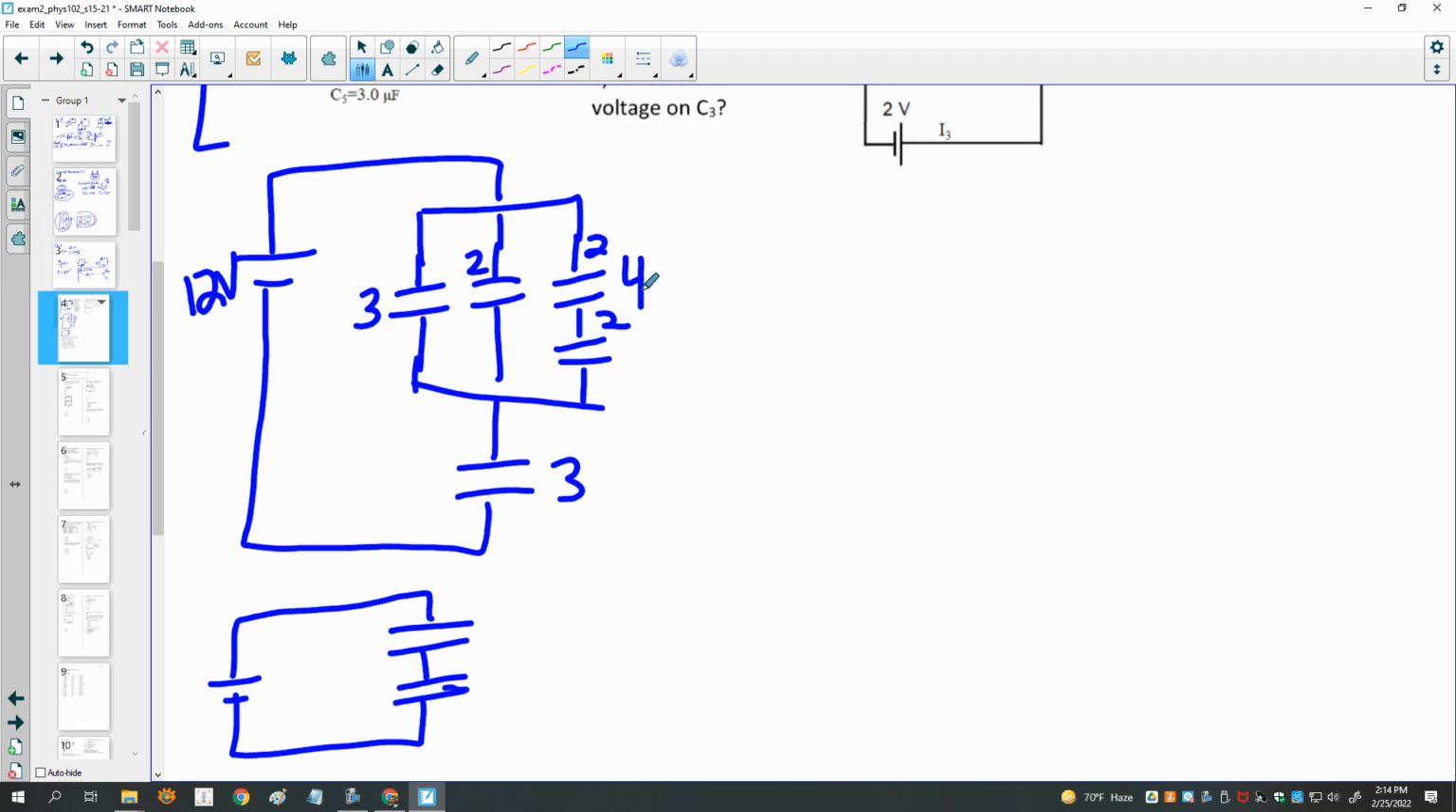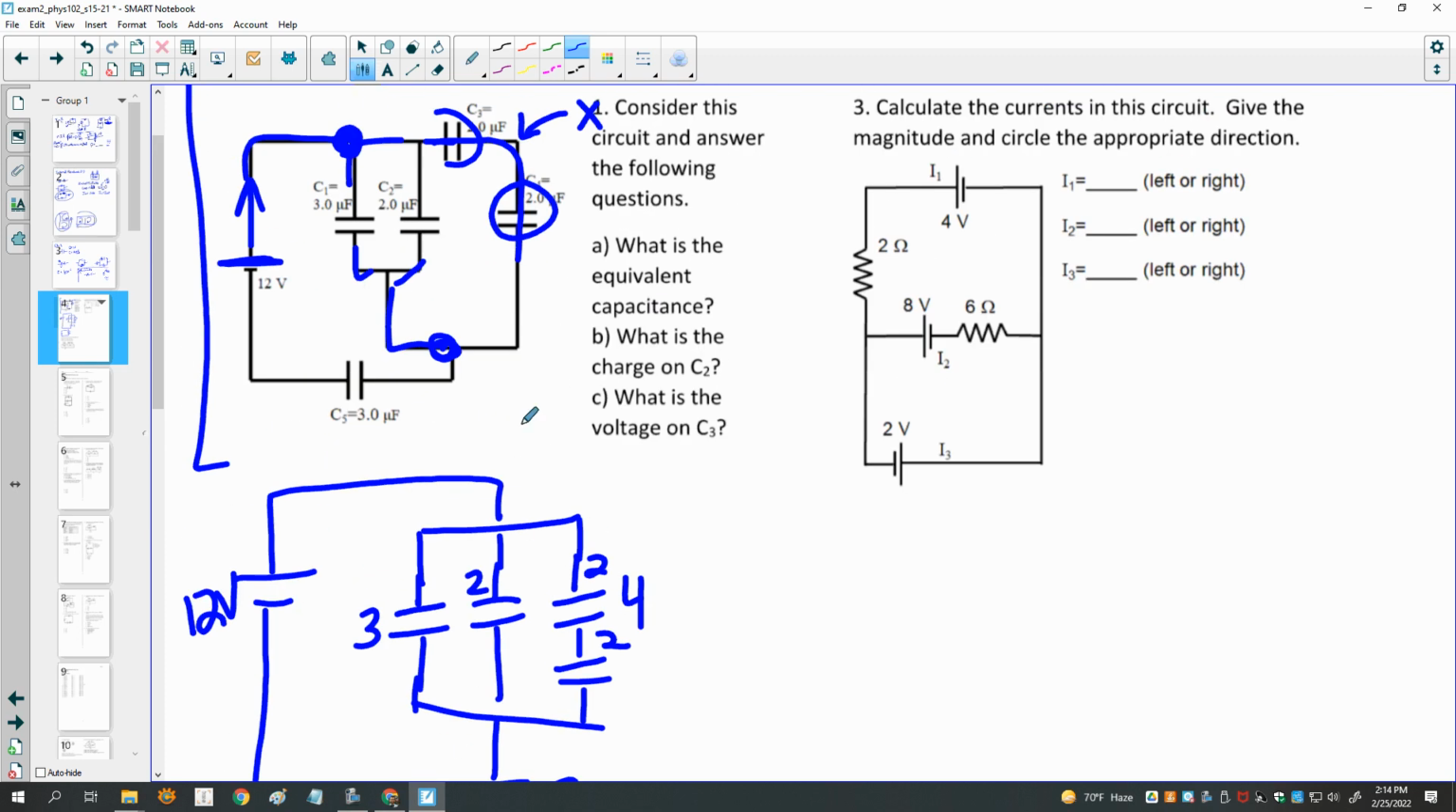Let's see. I think I might have changed this. Hold on just a second. Let me look into this. Okay, sorry, I actually see my mistake. Y'all should have stopped me.